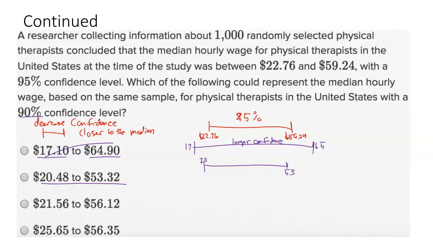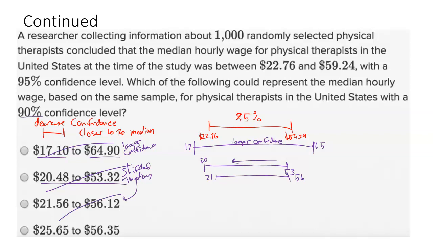Well, that may be about the same size, but it's also just shifted to the left. So we didn't really change the confidence interval, we changed the median. So that shifted the median. Next one, we're looking at 21 to 56. A little bit better, but not quite what we're looking for. Still kind of shifted everything to the left.